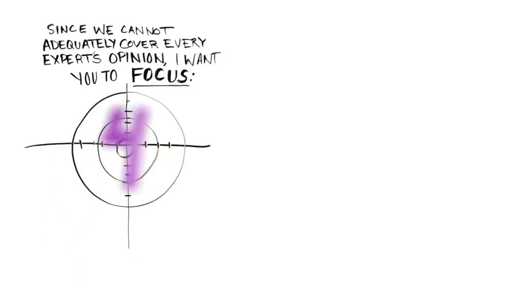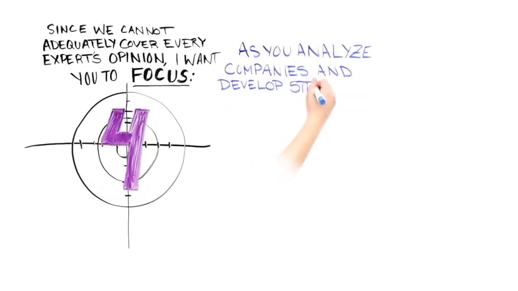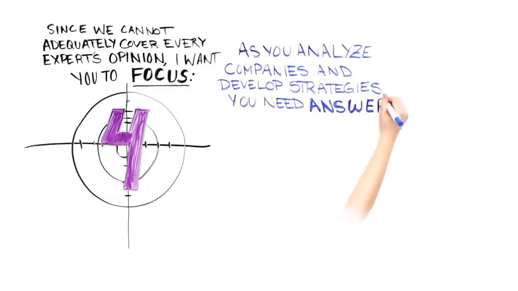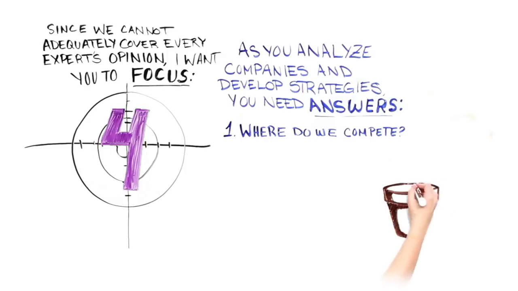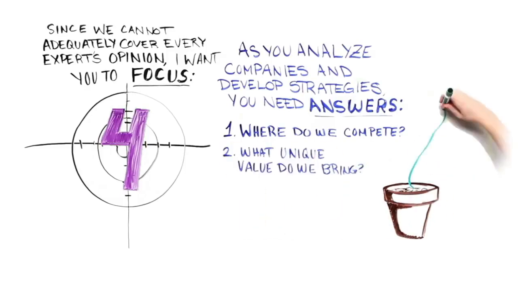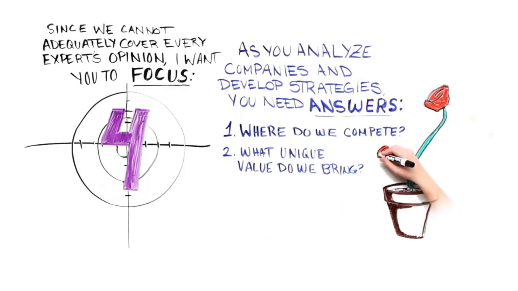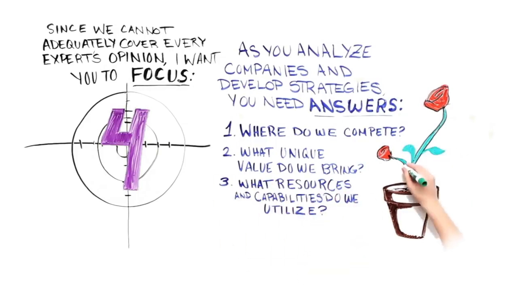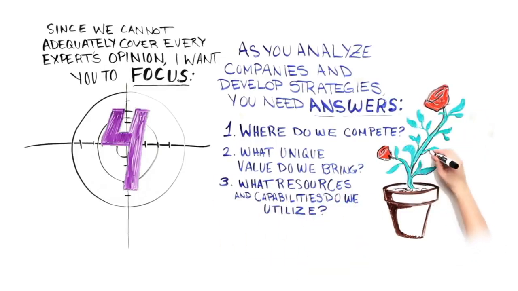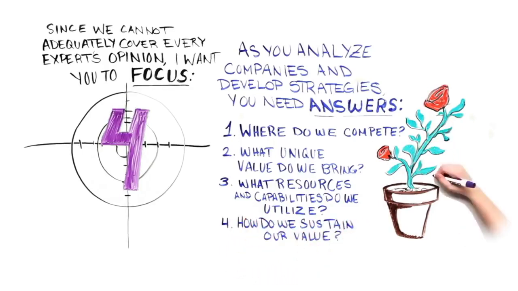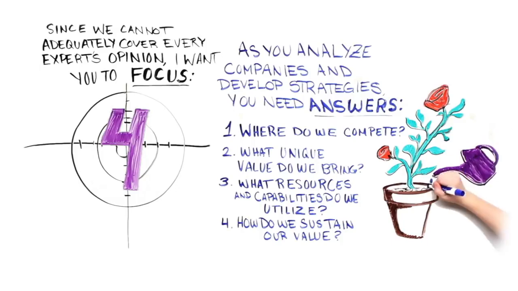In conclusion, since we cannot adequately cover every expert's opinion in just a few minutes, I really want to focus your attention on the four questions we discussed before. As you strategically analyze companies and/or develop your own strategies, you need to have compelling answers to these four questions. First, where do we compete? Second, what unique value do we bring to the table in those markets? Third, what resources and capabilities do we utilize to deliver that value? And fourth, how do we sustain our ability to provide that unique value? When you have these answers, you will be well on your way to articulating a clear strategy.